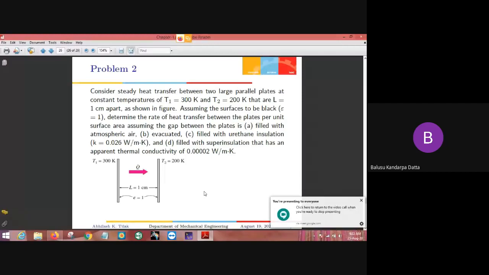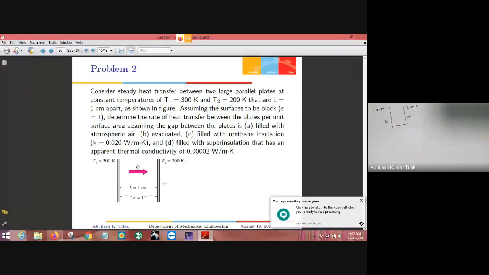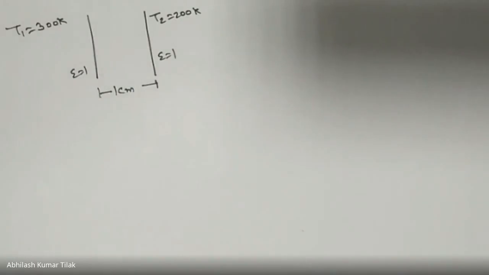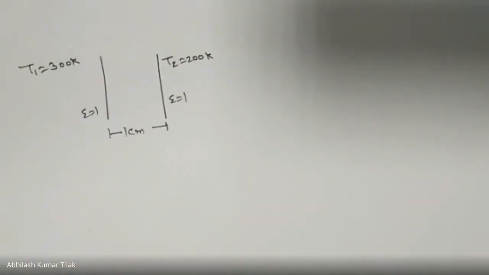Yes, sir. The second question states that there are two parallel plates. One is at 400 Kelvin, another one is at 200 Kelvin, and both are separated by a distance of 1 centimeter. Considering that both surfaces are black surfaces, the emissivity value is equal to unity. You have to determine the rate of heat transfer between the plates per unit surface area, assuming the gap between the plates is first filled with atmospheric air. If the gap is filled with atmospheric air, what modes of heat transfer will be involved?